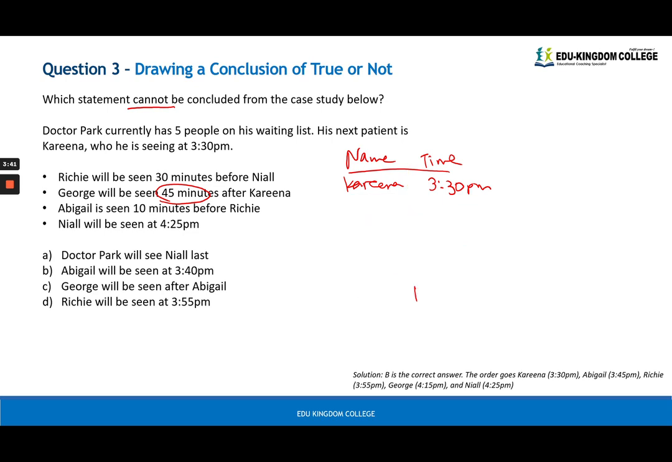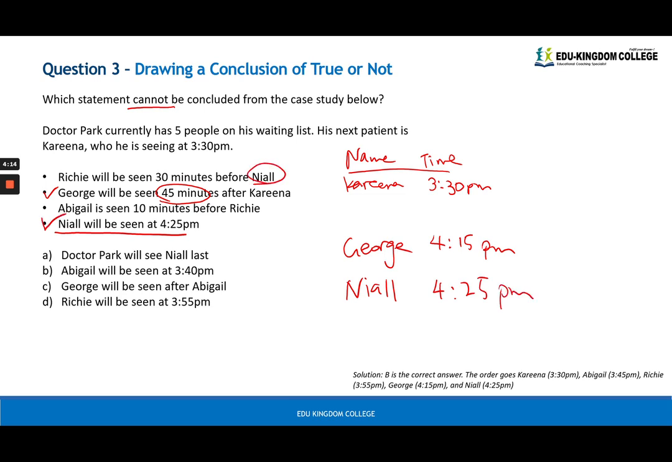Actually, I'm going to get rid of the lines just because it's a bit confusing. So George is 45 minutes after Karina. So I'm just going to put George here, leaving some space in case people are in between. Plus 45 to 3:30 is 4:15 p.m. So this is done. Now we know George. What else can we figure out? We know Niall will be seen at 4:25. So Niall is after George. Again, leaving space just in case. Niall is at 4:25 p.m.